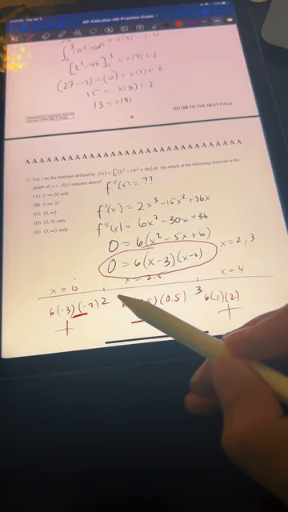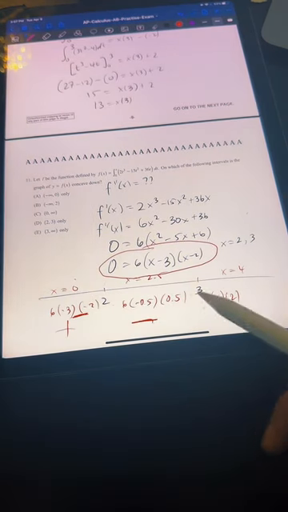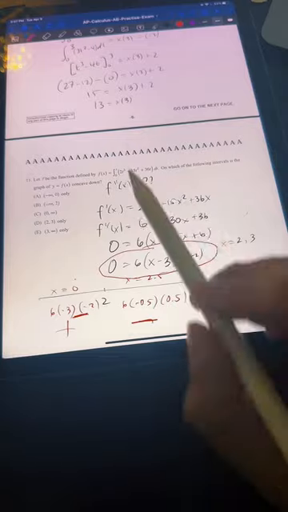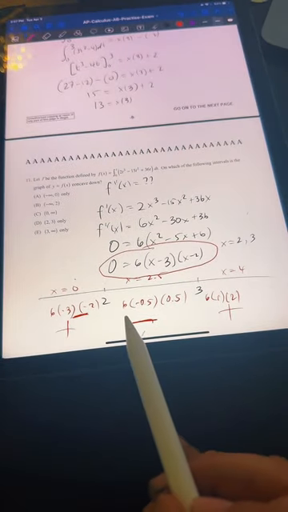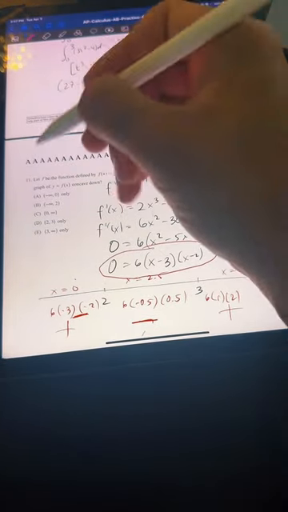So if you notice, these are technically points of inflection. So 2 and 3 are points of inflection because they change concavity. But they're asking, when is it concave down? So the answer is from 2 to 3 only.